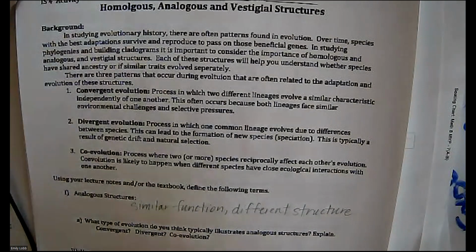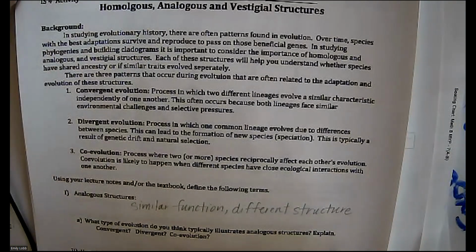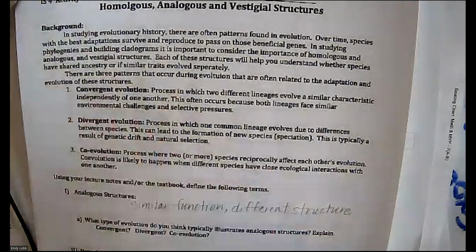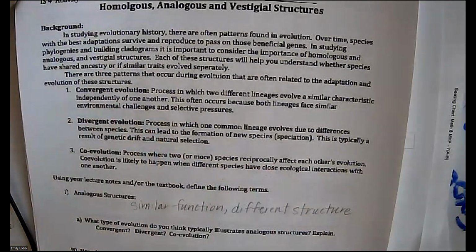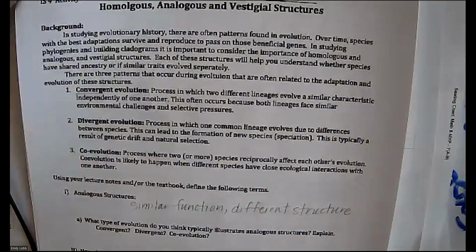What type of evolution do you think typically illustrates analogous structures? Explain convergent, divergent, coevolution. So we have to figure out, hopefully you've highlighted a few important things about convergent, divergent, and coevolution. Converge. Think about what it means to converge. When you converge with something, there's multiple things coming together into one, right?